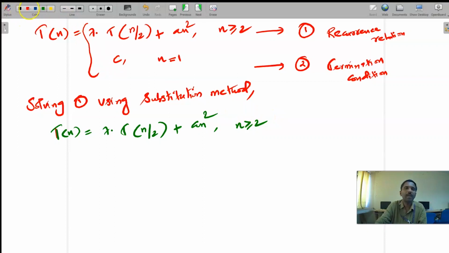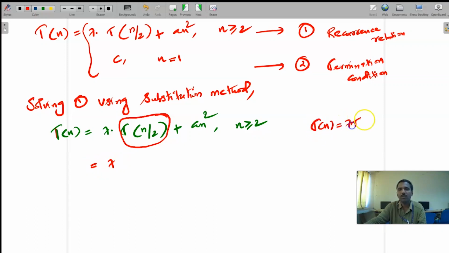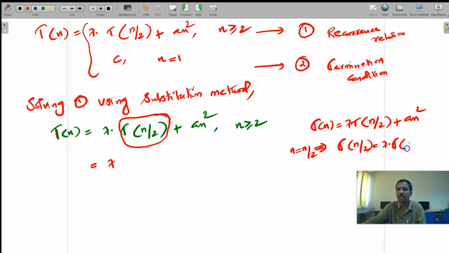Now we are going to find the value of T of n by 2 from equation 1. So what is equation 1? T of n is equal to 7 into T of n by 2 plus A n square. If you put n is equal to n by 2, this implies T of n by 2 is equal to 7 into T of n by 2 by 2. Let's write n by 2 for n, plus A into n by 2 the whole square.